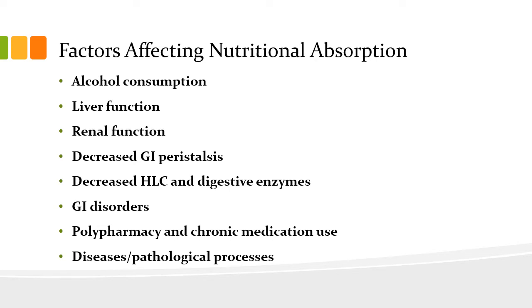Now that we've talked about all of the essential nutrients, we have to consider the factors that affect nutritional absorption. There are many, such as alcohol consumption and a person's liver and renal function. Decreased GI peristalsis can have a big impact on absorption. Also decreased digestive enzymes and HCl or hydrochloric acid, certain GI disorders, polypharmacy or a cocktail of different prescribed medications and chronic medication use, and diseases and pathological processes.